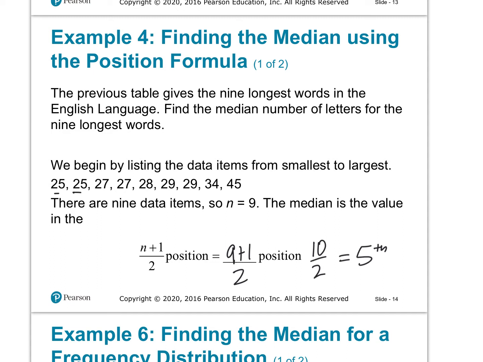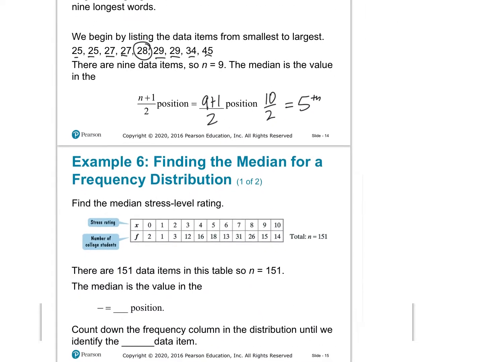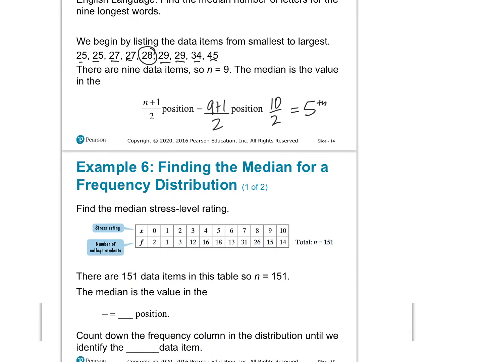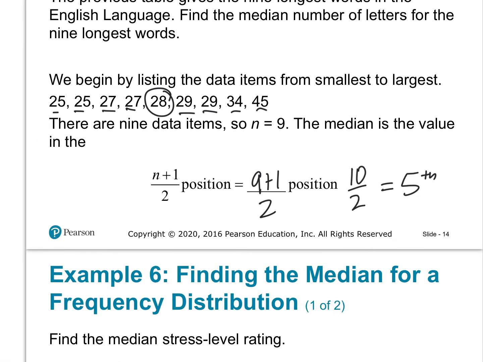So 1, 2, 3, 4, 5. And then see how there's 4 after that. So that would be the middle. So it'd be the 28. That would be your median.